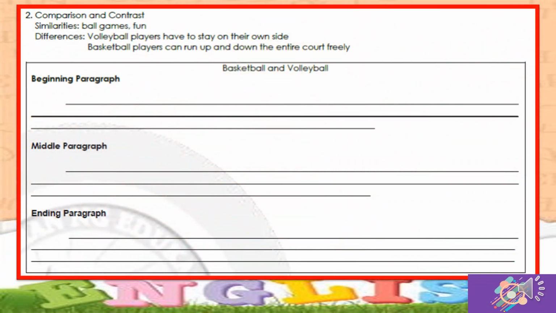And for letter B, we have the comparison and contrast. For the similarities: ball games and fun. And differences: volleyball players have to stay on their own side. Basketball players can run up and down the entire court freely. So the title is Basketball and Volleyball. So you have also the beginning paragraph, the middle paragraph, and the ending paragraph.